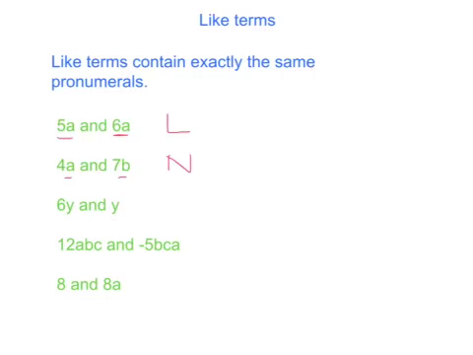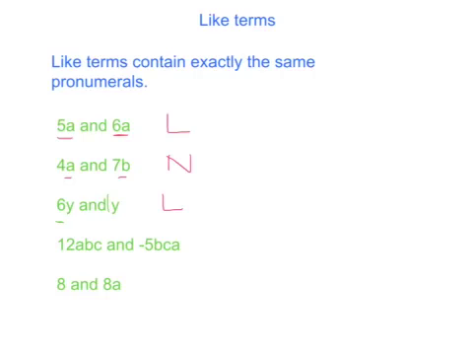We need to remember that like terms have exactly the same pronumeral. We can see here that we've got a y term with a coefficient of 6, and this second y term, remember, has a coefficient of 1. Now the coefficients aren't what makes the terms like, it's having exactly the same pronumerals. So these two are also like terms.